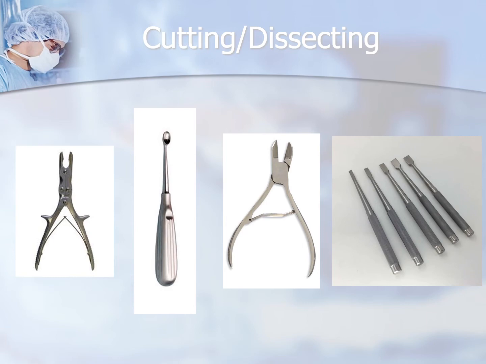So the first instrument that we're looking at here is a ronger. A ronger is used for nipping and cutting away bone and some connective tissue. There are two different types of rongers, and they come in a variety of sizes, but the two types are single action and double action. And this one happens to be a double action.